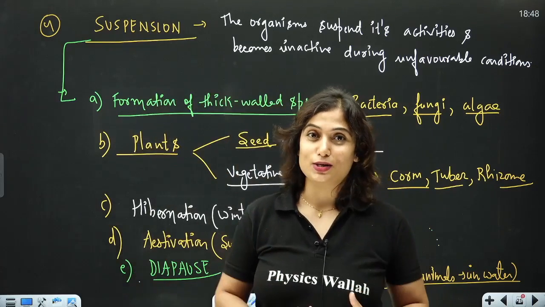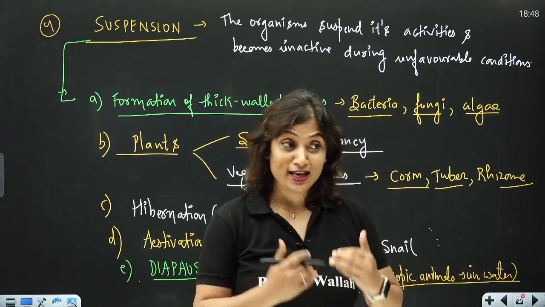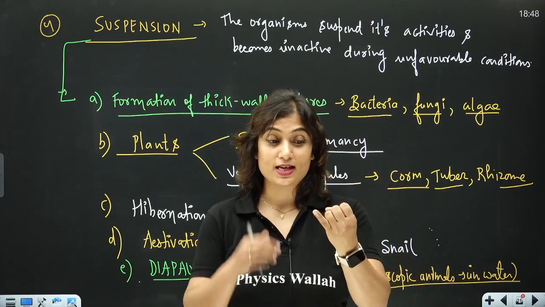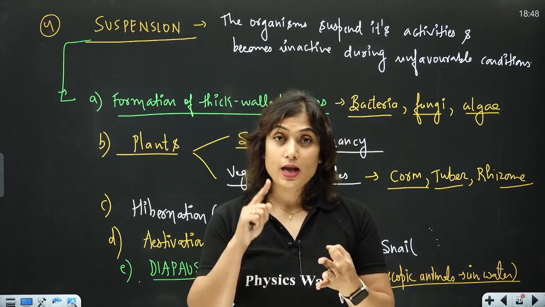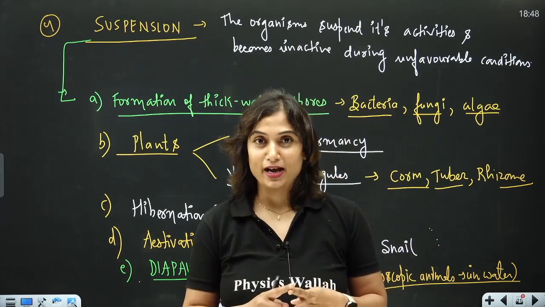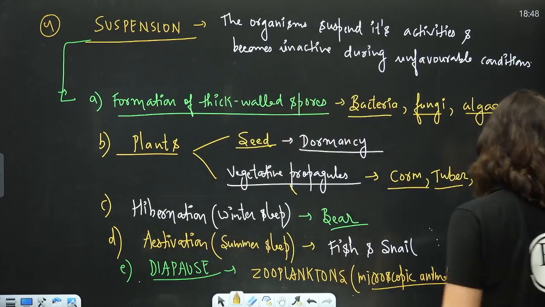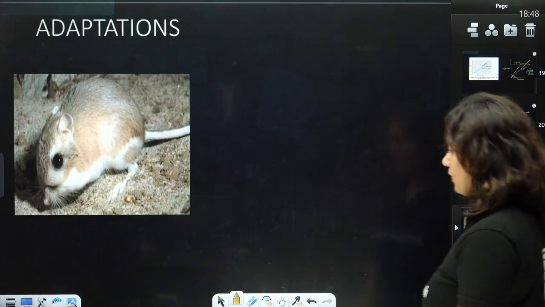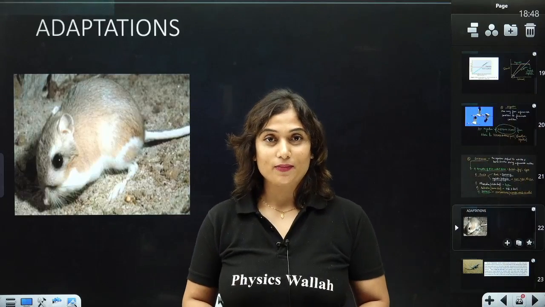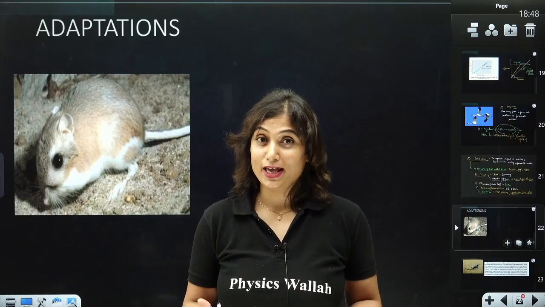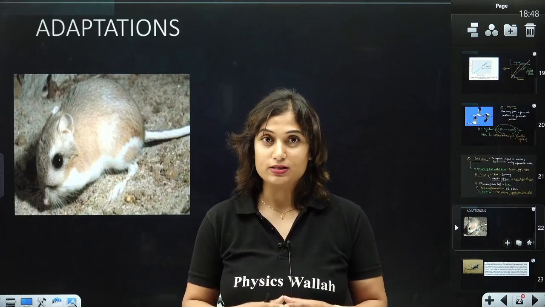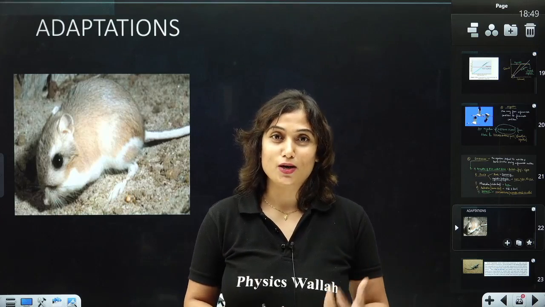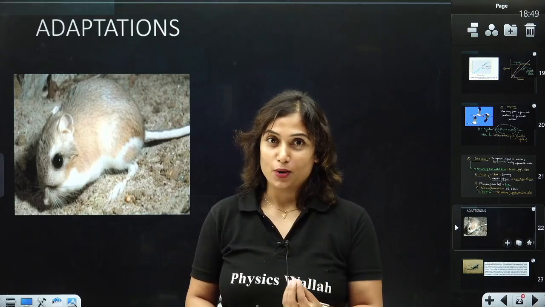Now we have understood that the organisms can give response to the abiotic components or to their environment by 4 ways, either by regulating, by conforming, by migrating, or by suspending. Okay, now let's move further. Now let's understand adaptations. What are adaptations? Adaptation is also a way to cope up with the environment. Some organisms change their physiology, their morphology, their anatomy to cope up with the environment.